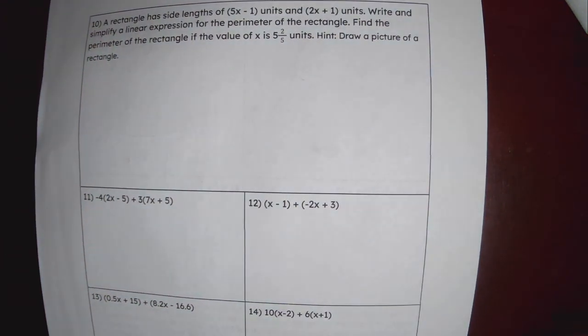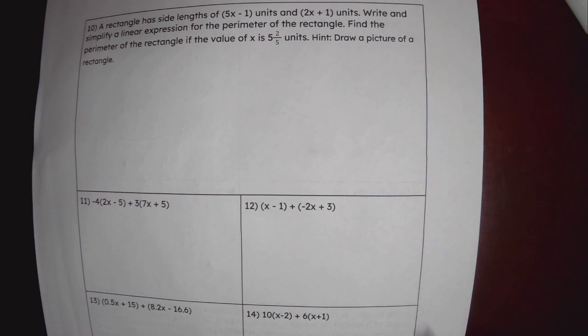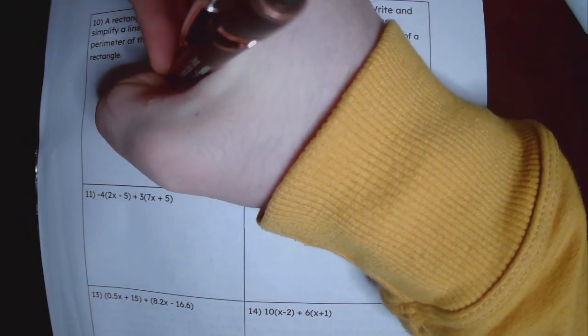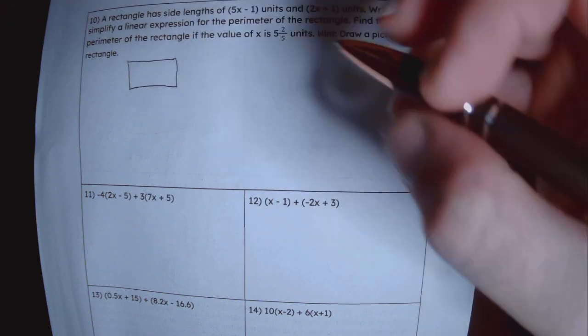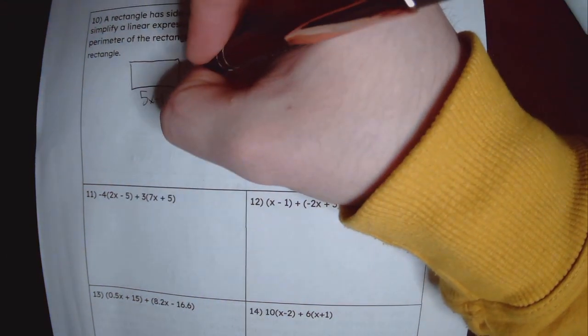A rectangle has side lengths 5x minus 1 and 2x plus 2. Write and simplify a linear expression for the perimeter of the rectangle. Find the perimeter of the rectangle. The value of x is 5 2/5 units. Hint, draw a picture of a rectangle. So again, start by drawing a rectangle. So we know it's 5x minus 1 and 2x plus 1.